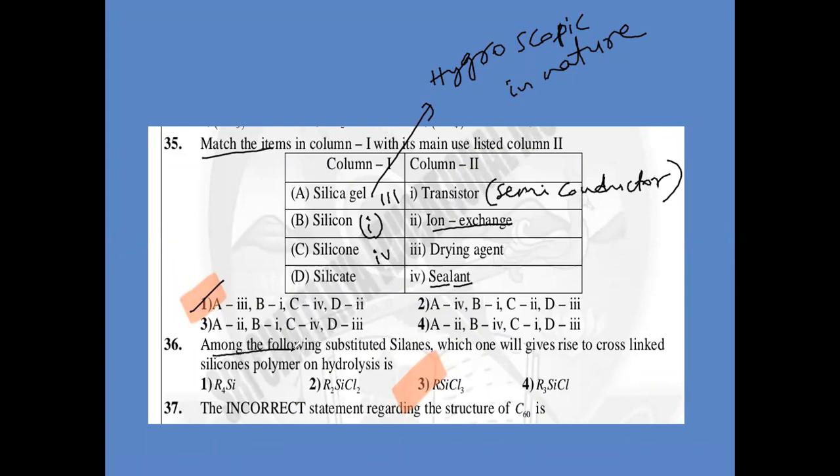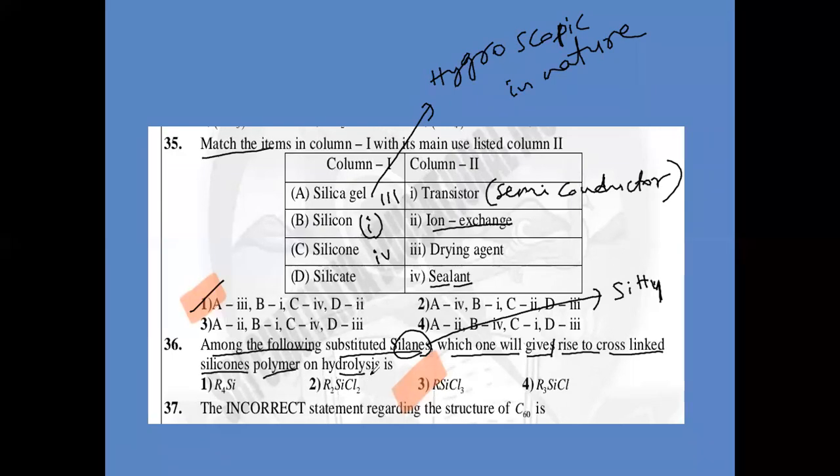Next, among the following substituted silanes, generally silane means what? SiH4. This is silane here actually. So silane means this one. Now, substituted silanes means in place of hydrogen atoms, the methyl groups and chlorine atoms will be substituted. So among the following substituted silanes, which one will give rise to cross-linked silicone polymer on hydrolysis? On interaction with water, which of these options will give cross-linked silicone?